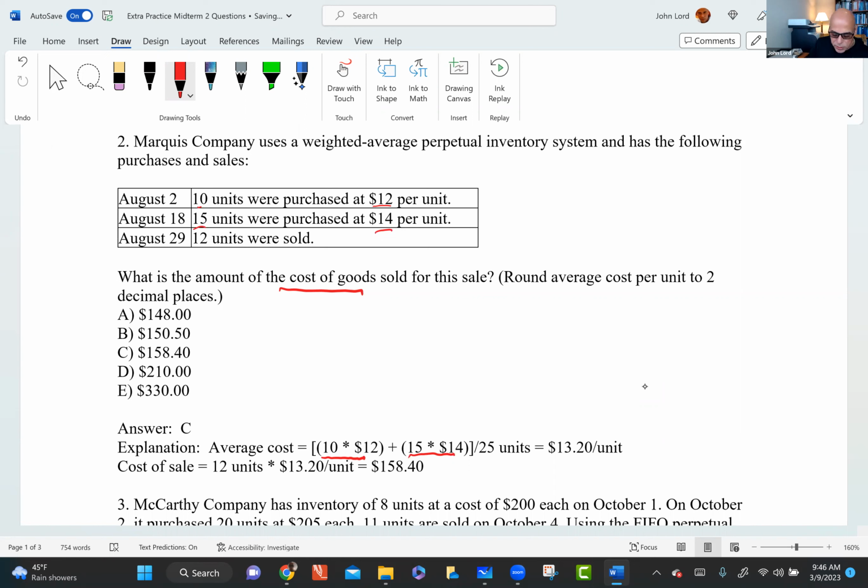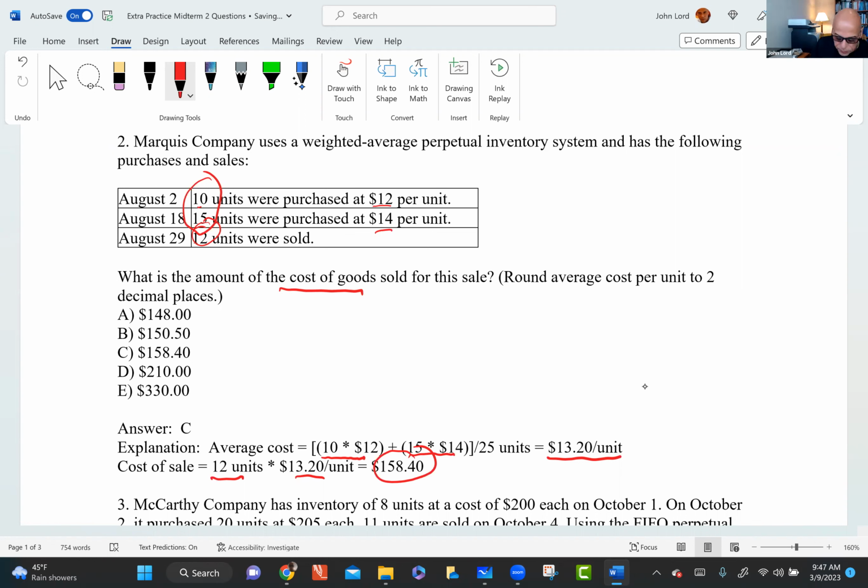That gives us this total, and then we divide that by the total units, which is these 25 units that were available. So that gives us a weighted average cost per unit of $13.20. We had sold 12, so we value that sale at $13.20. And the correct answer here is $158.40.